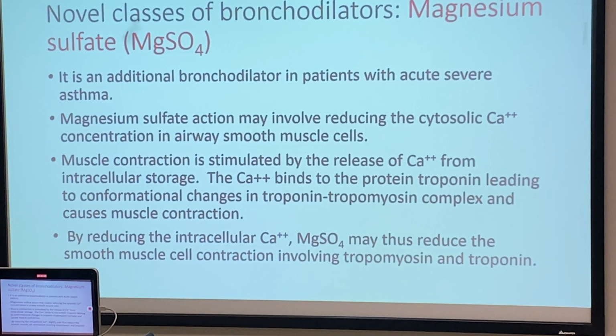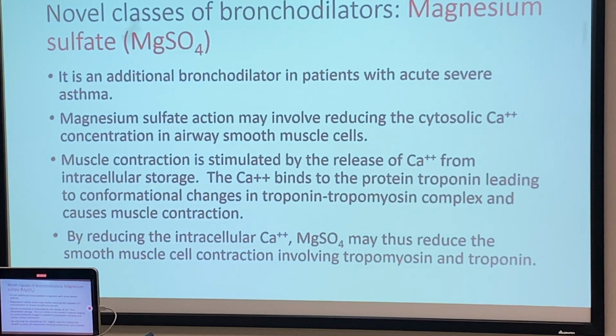Now a little bit on magnesium sulfate. How does magnesium sulfate cause bronchodilation? It's used in patients with acute severe asthma. Magnesium sulfate action may involve reducing the cytosolic calcium because both of them are divalent cations. So magnesium sulfate may be, we don't know the exact mechanism, unlike the beta agonist or the theophylline which we looked into. Here there is some evidence.